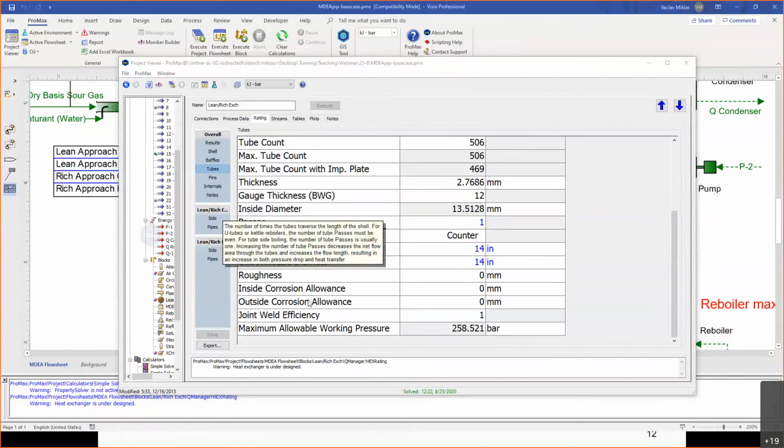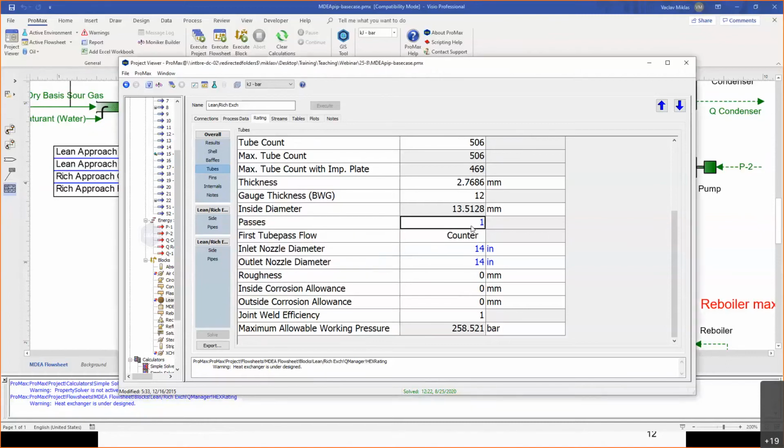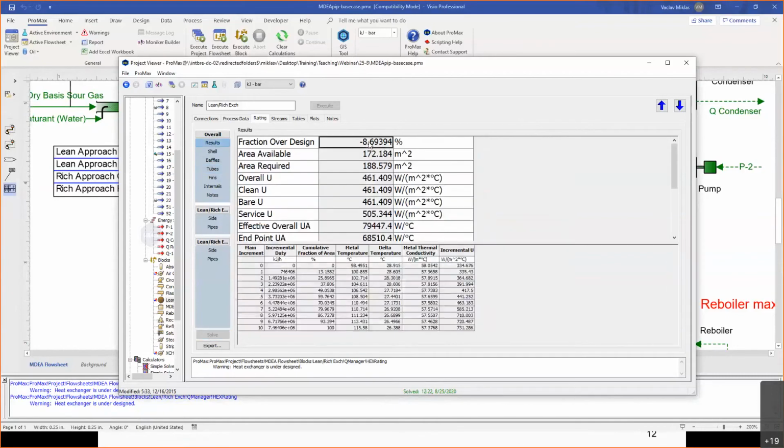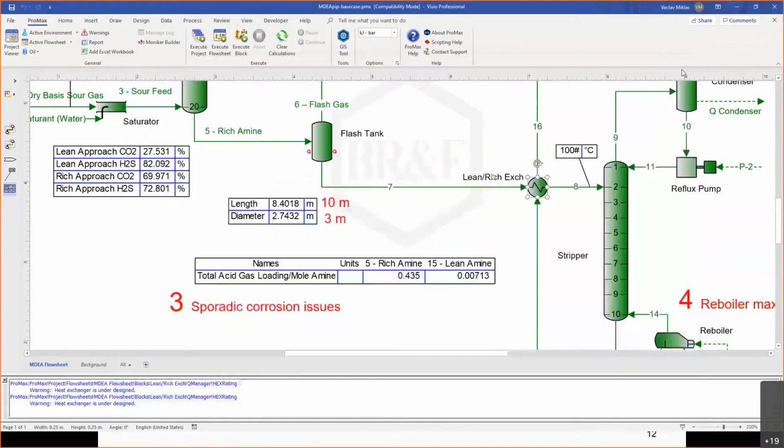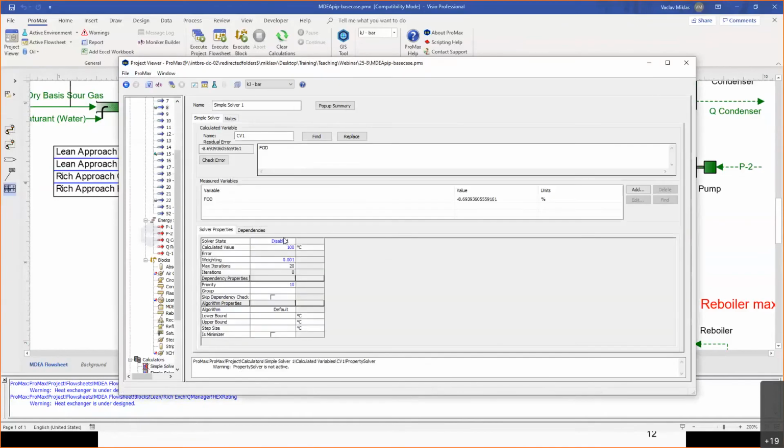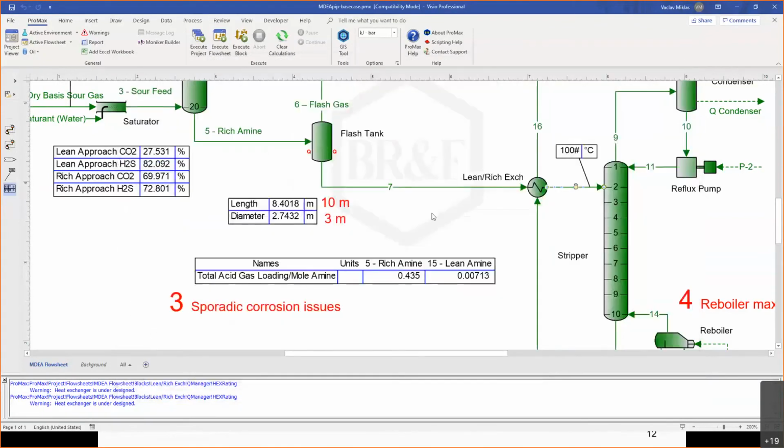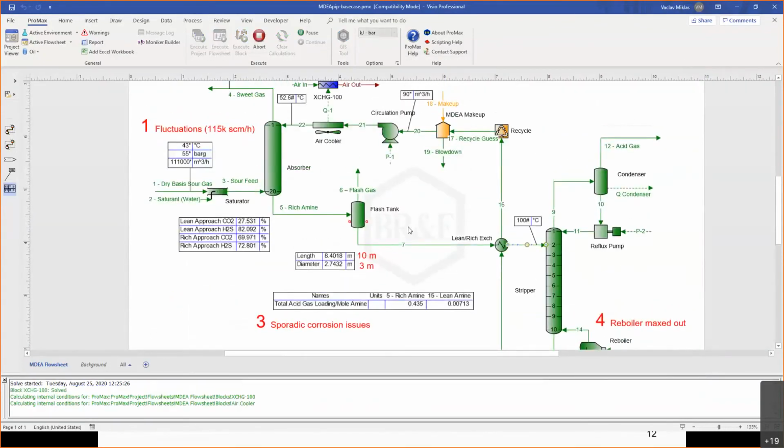As ProMax is telling you here, if we increase number of passes, it decreases the net flow area, and so it increases both pressure drop and heat transfer. So let's see what happens if I increase the number of passes to 2 and solve the rating one more time. If we go to results, we are still at negative numbers, but it's getting closer to 0. So I would say we are on the right track, and we might be able to activate the solver one more time and let the whole flow sheet execute.